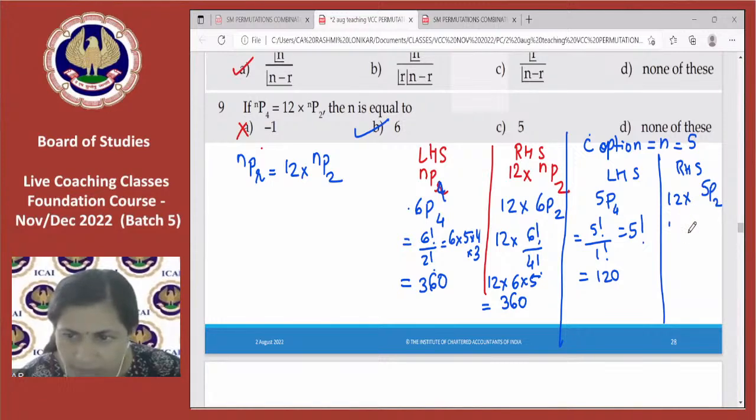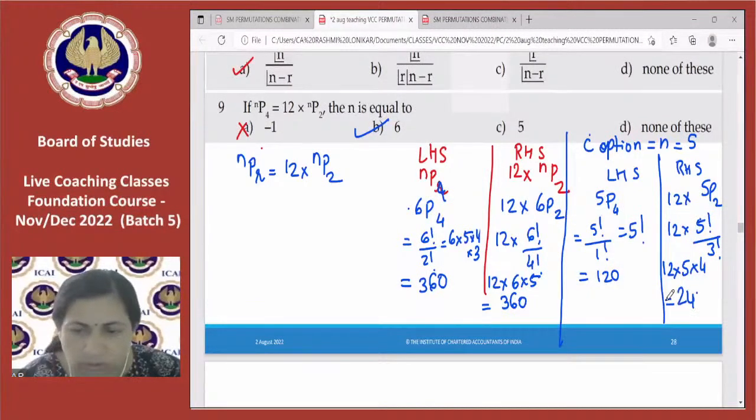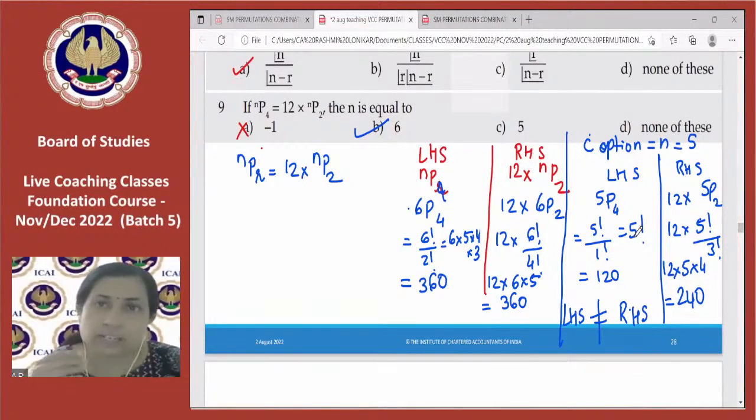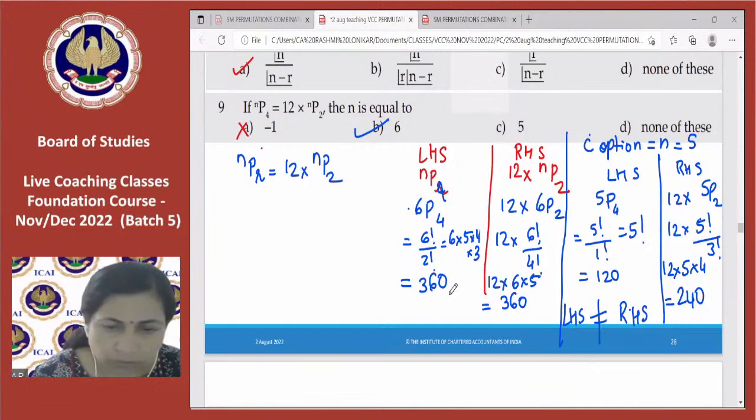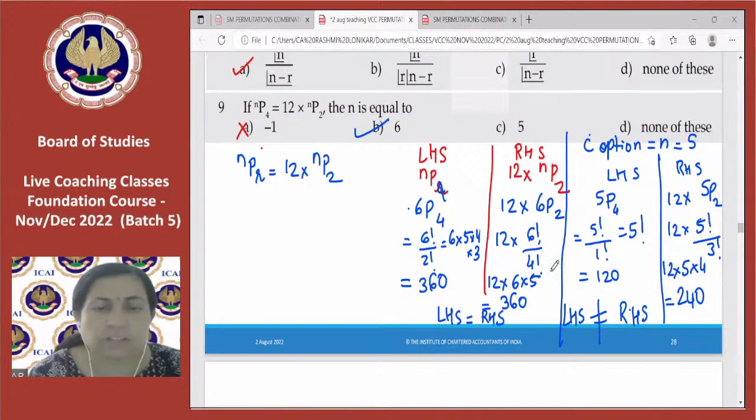RHS is 12 into 5P2. So this is 12 into 5 factorial upon 3 factorial. So this is 12 into 5 into 4. Now 5 4s are 20, 20 12s are 240. So is LHS equal to RHS? No. LHS is not equal to RHS when I take n as 5, option C. Here, with 6, LHS is equal to RHS. So I will choose 6 as the correct answer.